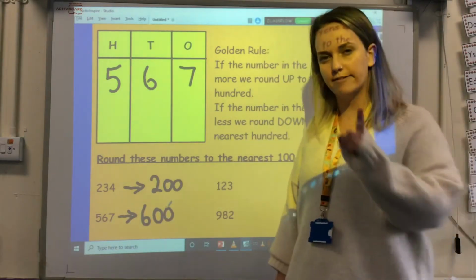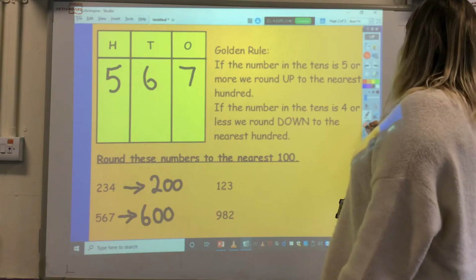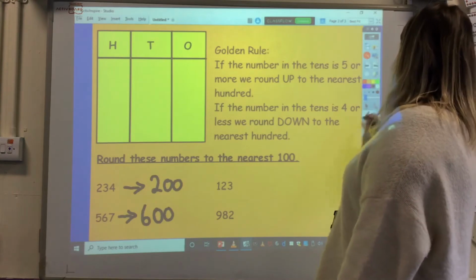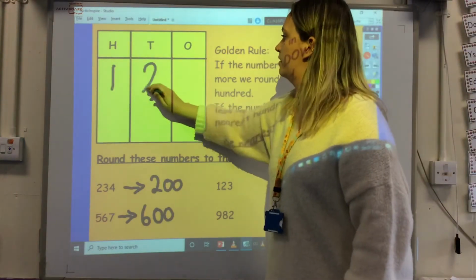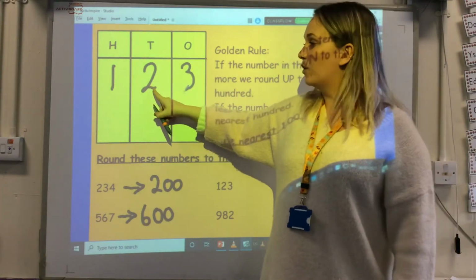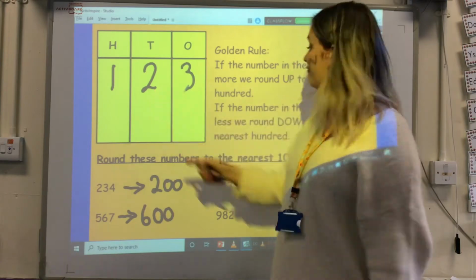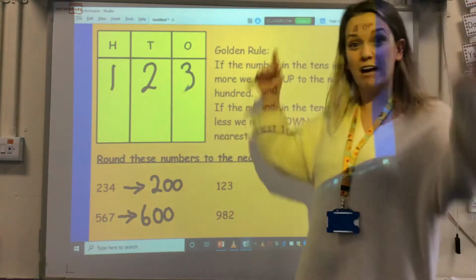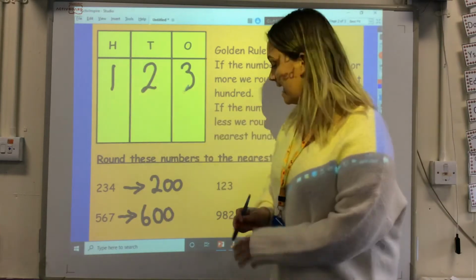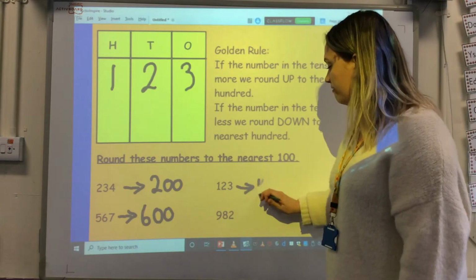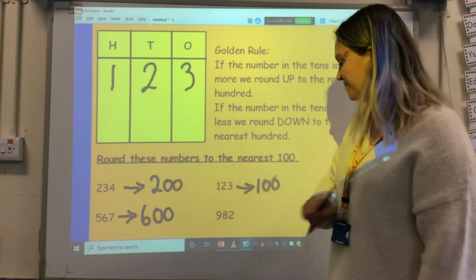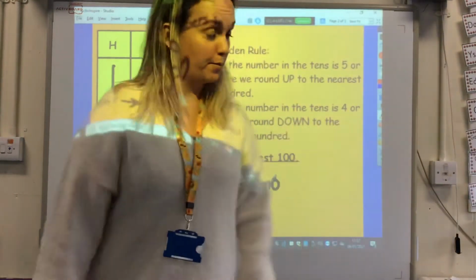We're going to do 2 more together and then you guys are going to carry on with your tasks. So, next up we have got 123. Don't worry about our number in the ones column, look at the number in the tens column. What number is it? It's 2. It's less than 4. If it's less than 4, then we need to round down to the nearest 100. So this number will stay the same. So 123 rounded to the nearest 100, we go down to 100.